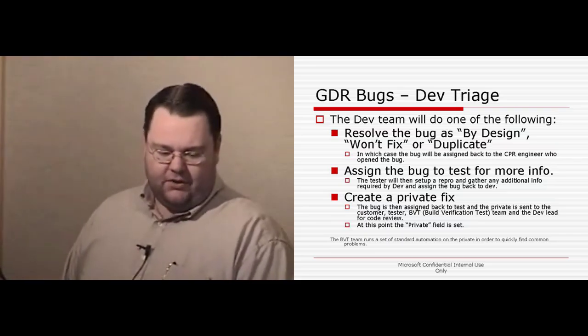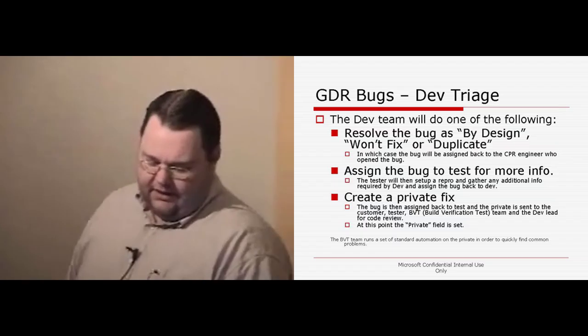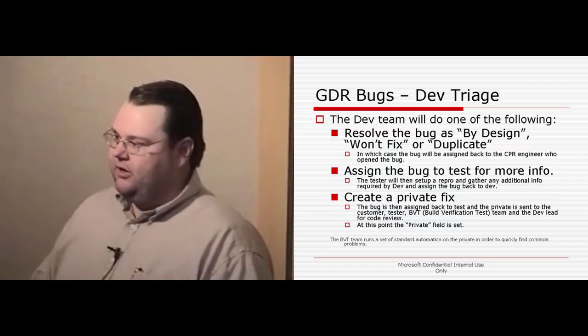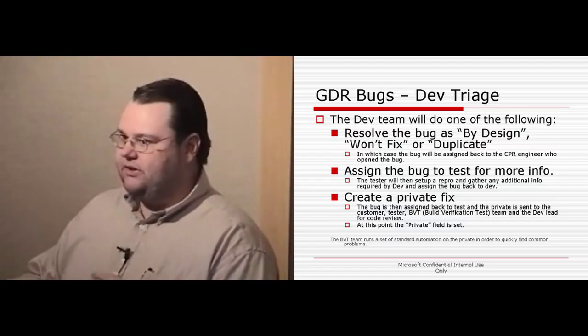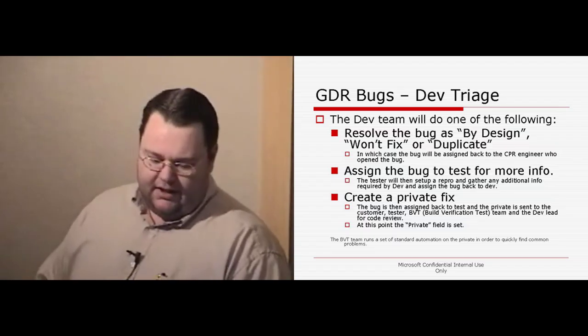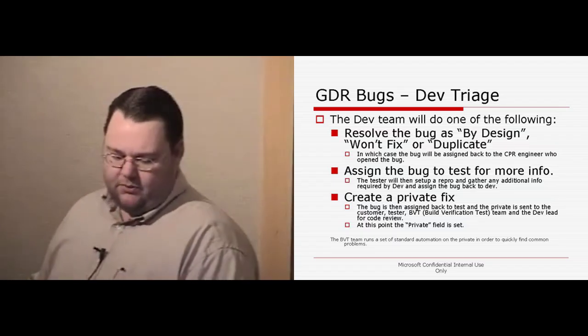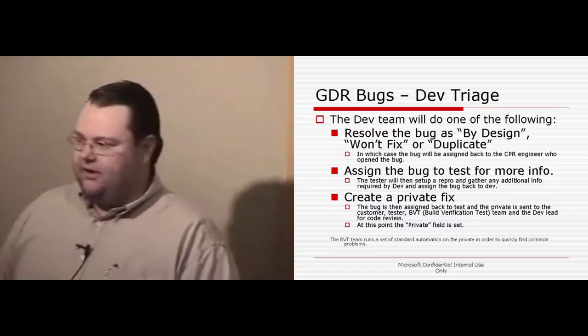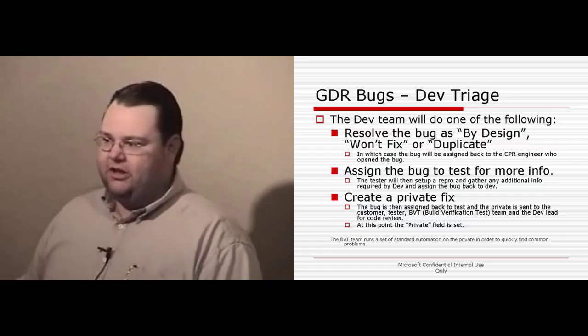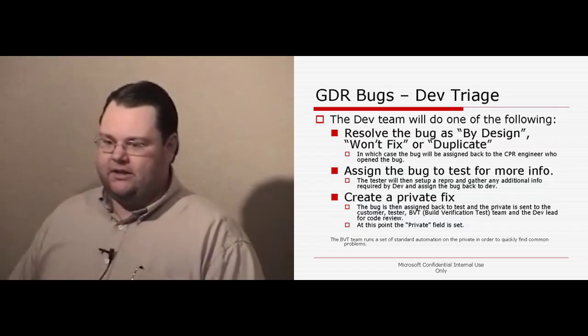Then it goes into a dev triage state. Once it's assigned to an individual developer, it works its way through that person's queue. As soon as they start working on it, they'll generally do one of three things. They'll resolve it as by design, won't fix, or duplicate. These are basically bugs that they're not going to fix.